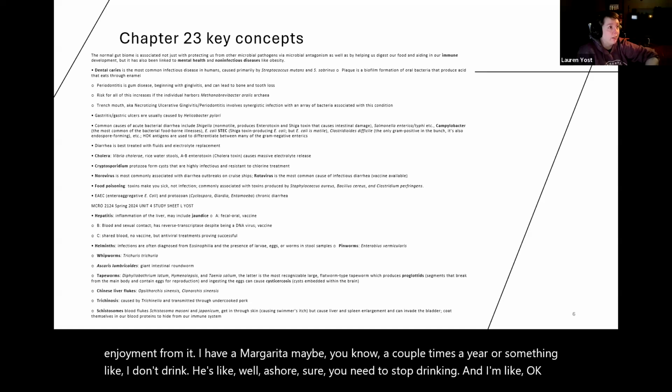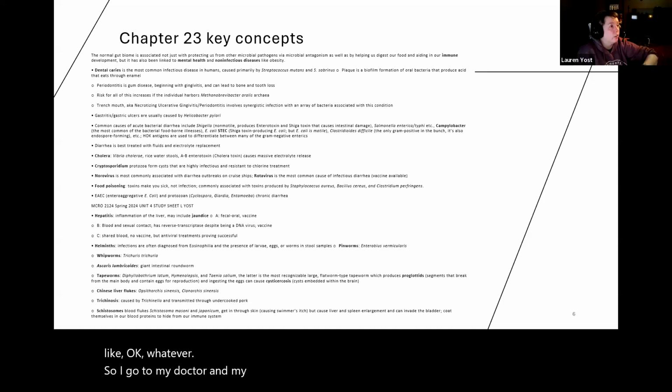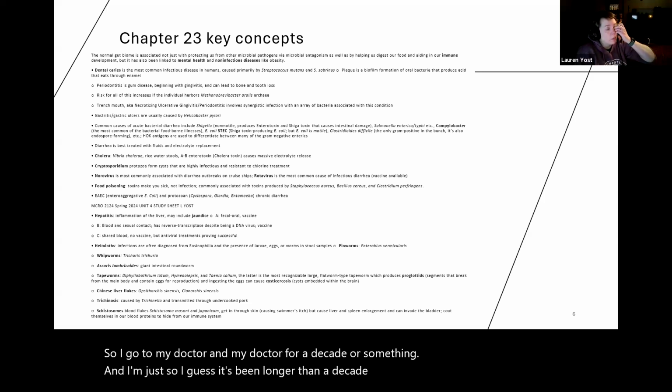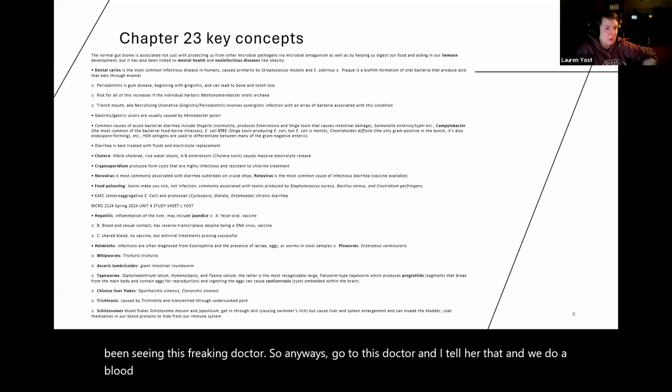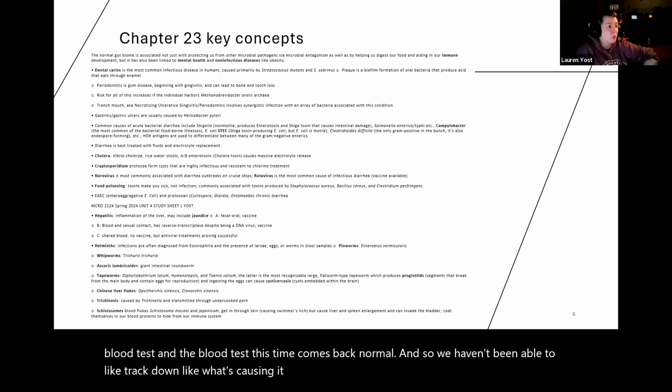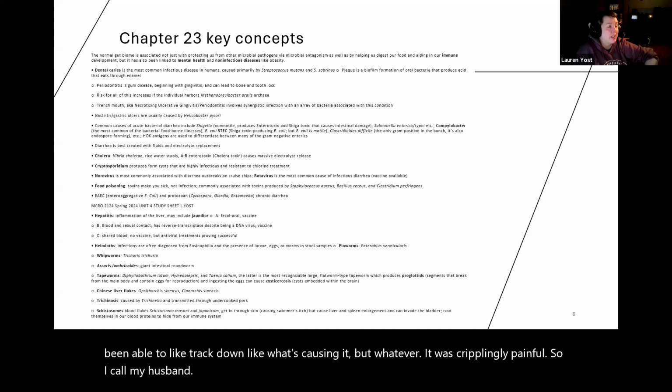So I go to my doctor, I've known my doctor for like a decade or something. I guess it's been longer than a decade. I hate how old I've gotten. It's been a long time, 15 years I've been seeing this doctor. So anyways, I tell her that, and we do a blood test, and this time it comes back normal. So we haven't been able to track down what's causing it, but whatever. It was cripplingly painful. So I called my husband on my way home after the lab exam.